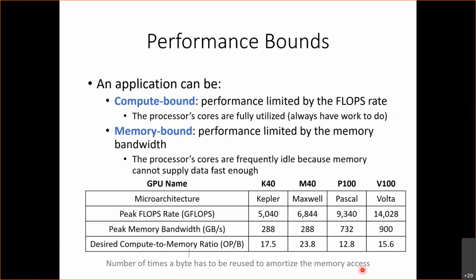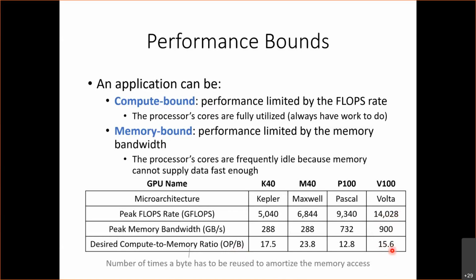In other words, if I can only provide my cores with 900 gigabytes per second, but my cores can do 14,028 gigaflops per second, then for me to be able to fully utilize my cores, I need to be doing 15.6 operations per byte on average. So for every byte that I load, I need to do 15.6 floating point operations.